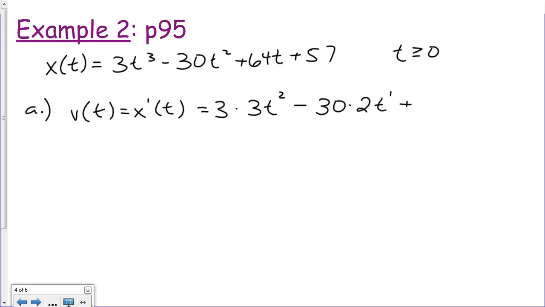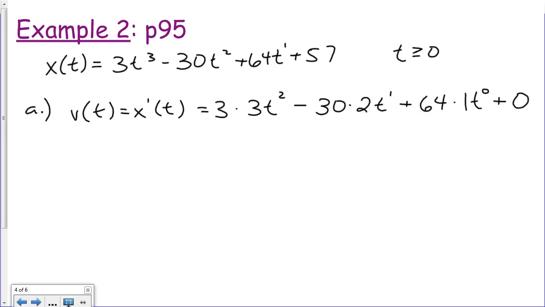Again, you've got a constant times a function, so 64 times, if you take the derivative of that t there, think of it as being t to the first power to help you out there. So it's going to be 1 times t to the 0 power. And then finally, the plus 57 is a constant, so the derivative of a constant is 0.